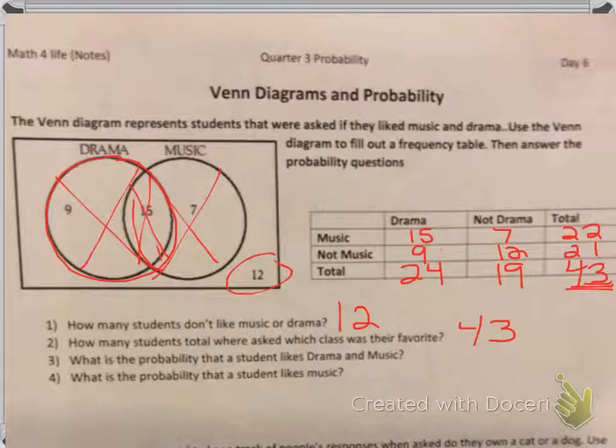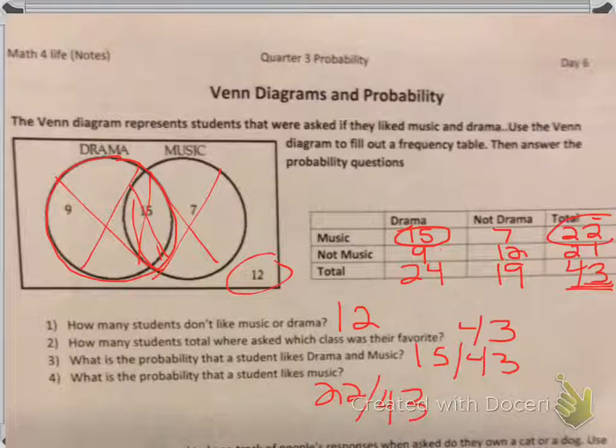What is the probability that a student likes drama and music? So we're looking for drama and music, which is right here. And that would be 15 out of the total of 43. So 15 over 43. And then the last question, what is the probability that a student likes music? Well, the total number of people who like music is 22. So it's going to be 22 out of the total number of people, which is 43.